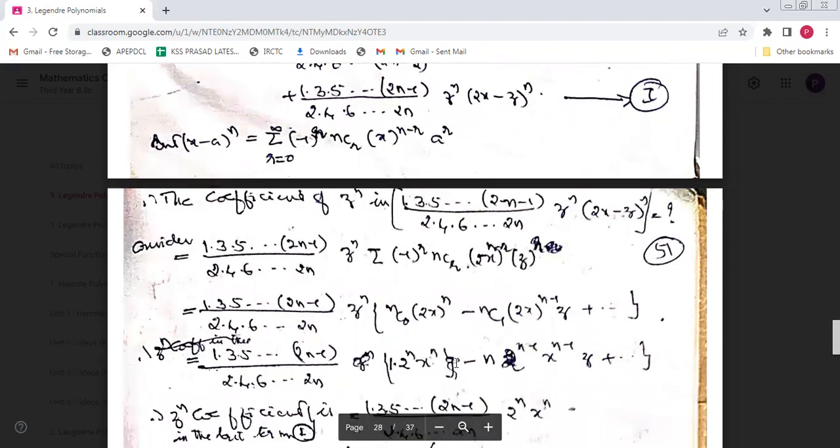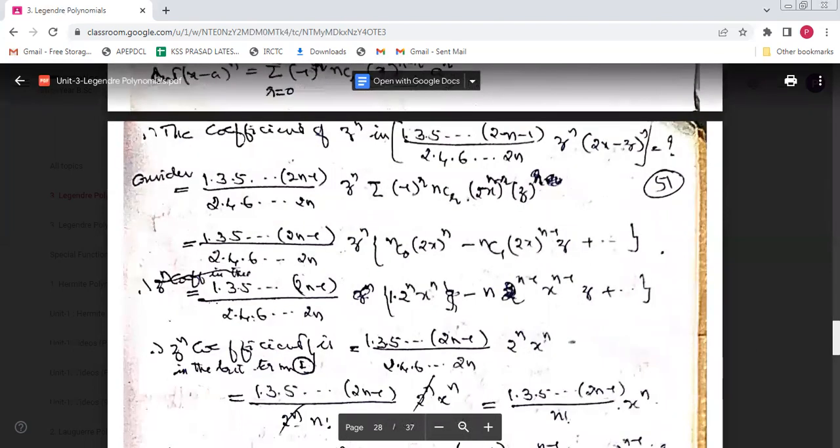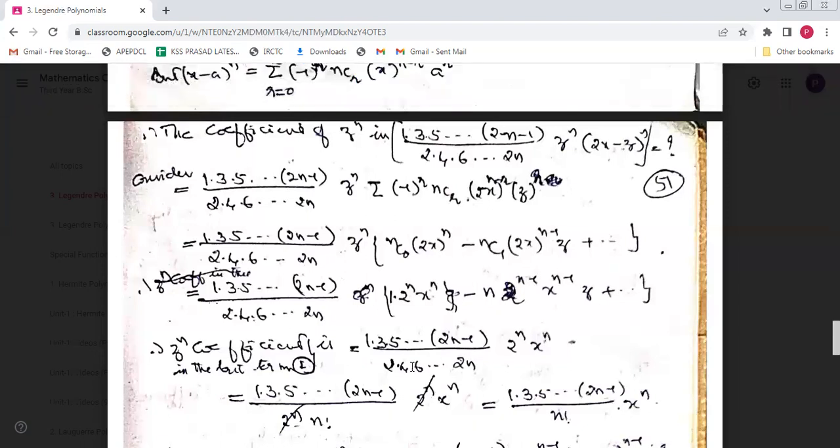So that is nothing but 1 into 3 into 5, etc., 2n minus 1 divided by 2 into 4 into 6 into etc., 2n into what is nC0? That is nothing but 1 only. So 2 power n into x power n minus n into 2 power n minus 1 into x power n minus 1 into z plus so on. So the z power n coefficient in the last term is 1 into 3 into 5, etc., 2n minus 1 whole divided by 2 into 4 into 6, etc., 2n into 2 power n into x power n.